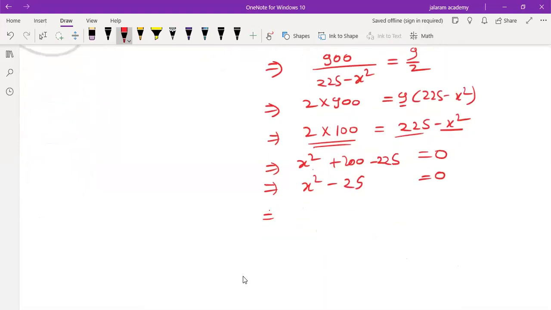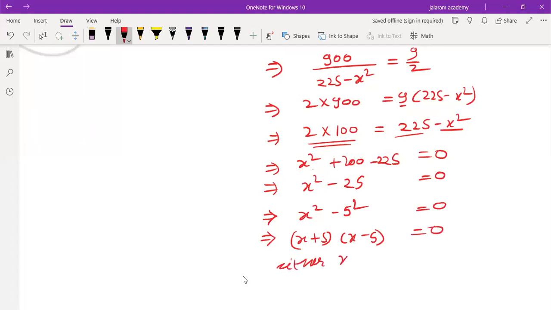Never write it x square equals to 25 when we are using quadratic equation. It is x square minus 5 square equals to 0. Factorize it. X plus 5 into x minus 5 equals to 0. So either x plus 5 equals to 0 or x minus 5 equals to 0. It implies x equals to minus 5.